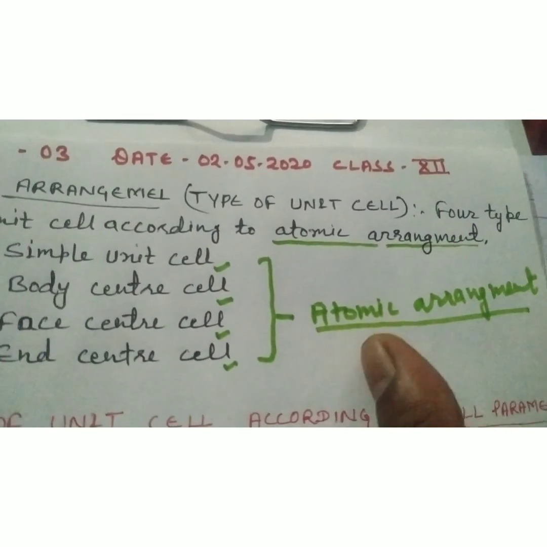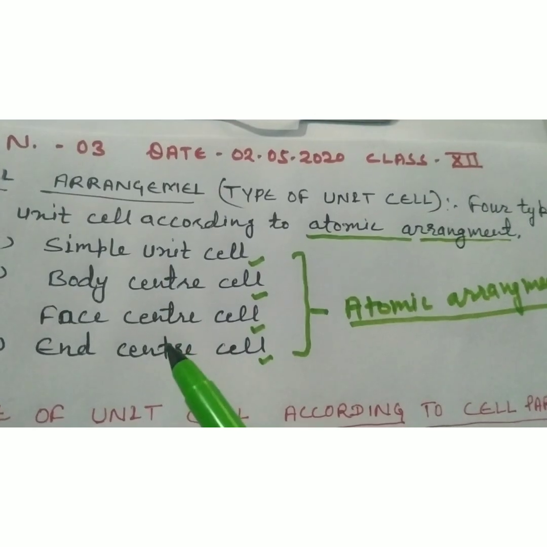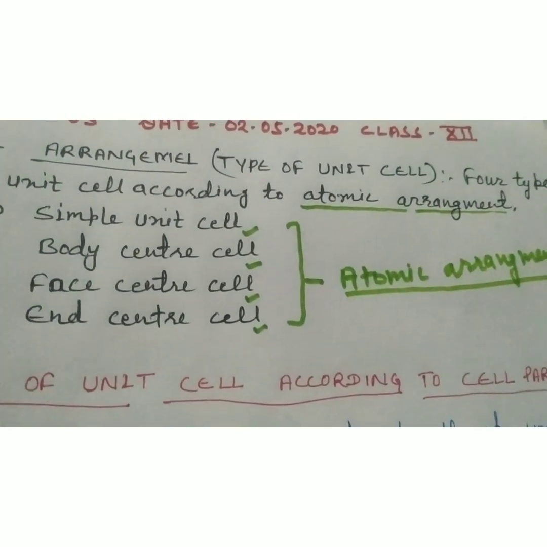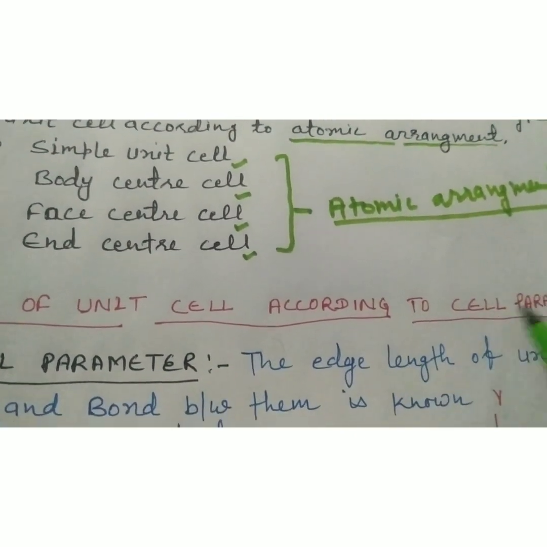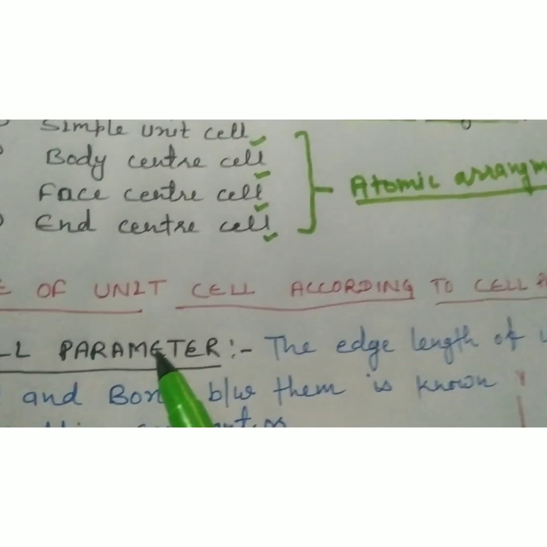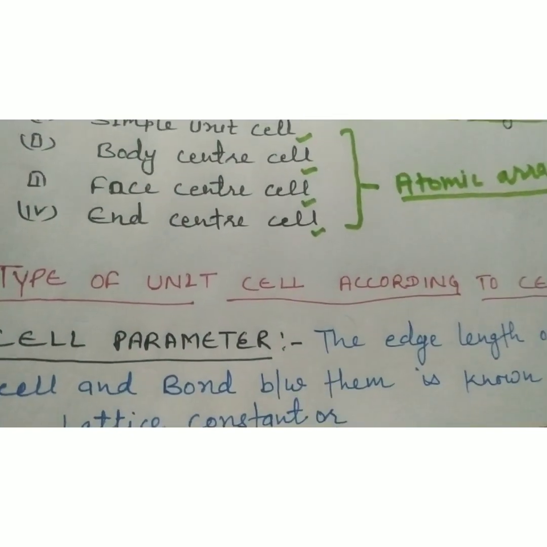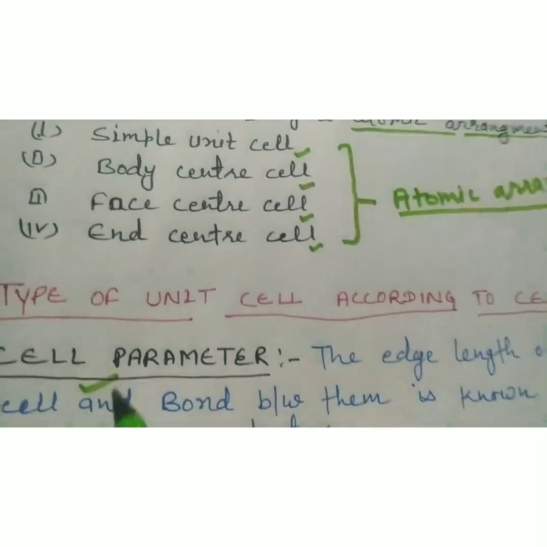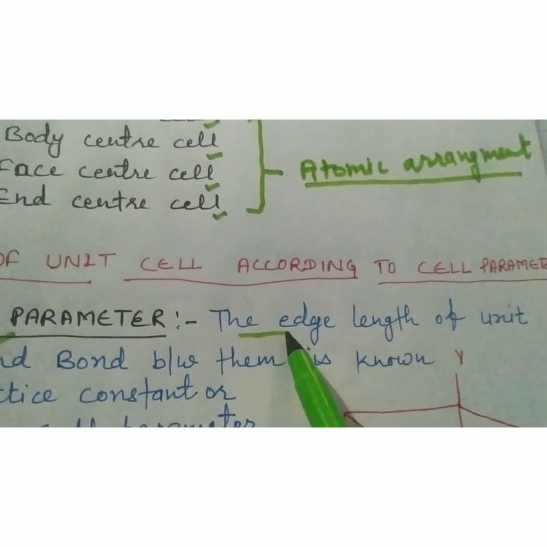So on the basis of atomic arrangement, unit cells are classified into 4 subclasses. But on the basis of cell parameters, the unit cell is classified into 7 subcategories. Before proceeding to the classification of unit cell, first of all we need to discuss what cell parameters are. Basically cell parameters are the edge lengths of the unit cell.